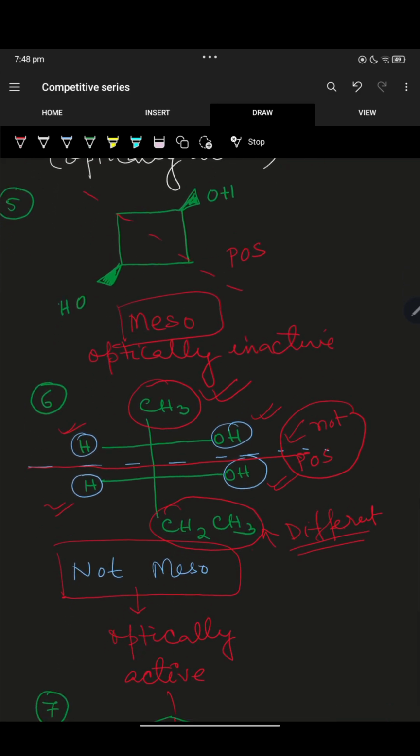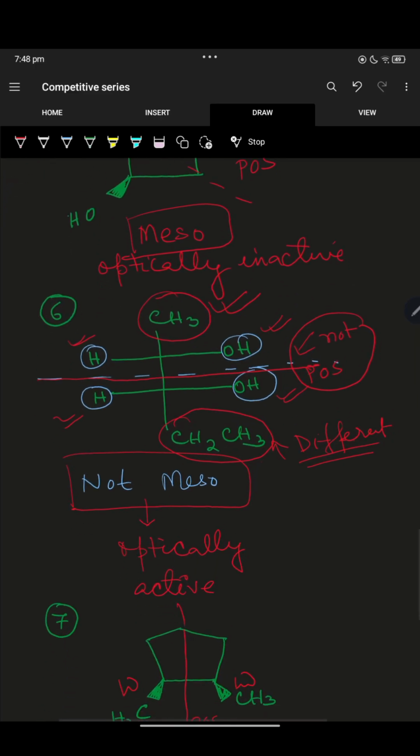Sixth one. In the sixth one, you can see on both sides of the line which I have drawn, the red line cutting the structure into two parts, you have OH and OH, H and H. But on the top part you have CH3, on the bottom part you have CH2CH3. They are not the same but different. So, this is not POS because both the parts are not identical. They are not symmetrical. So, it is not meso, it is optically active.